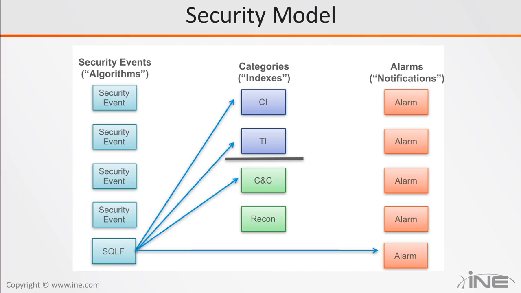So whenever a security event gets triggered, it raises the indexes. A security event can raise multiple indexes. For example, in this particular scenario, a security event called SQLi gets triggered. This security event adds points to three indexes. First one is concern index, second is target, and third is command and control. So it adds points to these particular indexes. And whenever an index passes a certain tolerance level or threshold level, it generates the alarms.